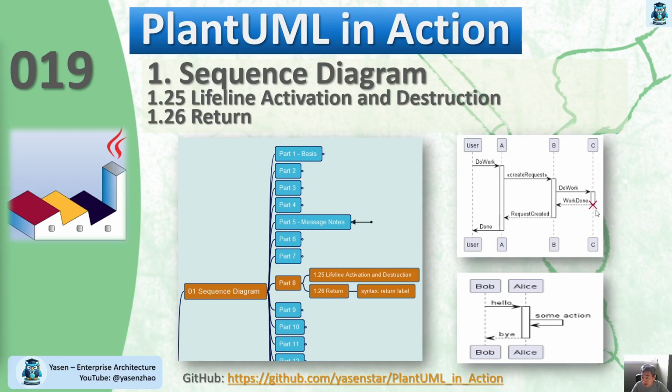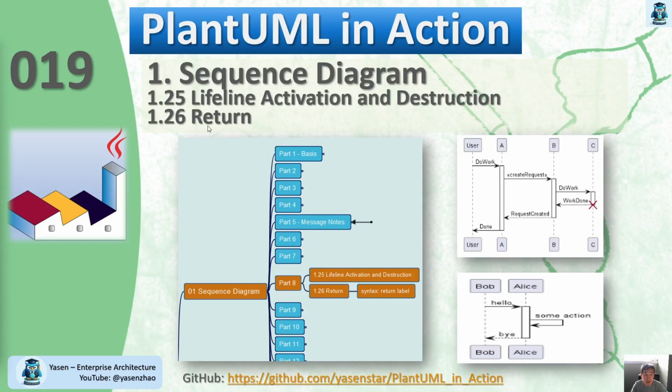The destroy keyword automatically adds this red cross, and that means this participant is destroyed from the process. But if not destroyed, it will be ended through the deactivate keyword. So you will learn 3 keywords: activate, deactivate, and destroy within 25.